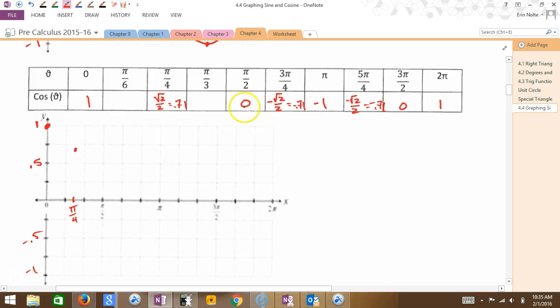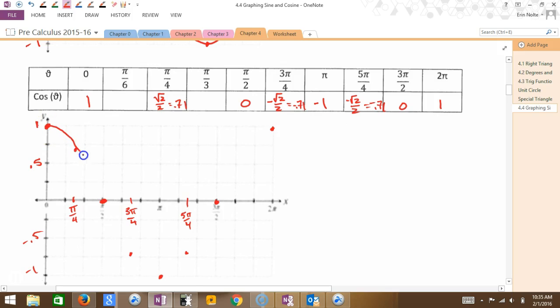Okay, at pi over 2, we go down to 0. Here's 3 pi over 4, that's halfway. We're at negative 0.71. Then at pi, we're at negative 1. 5 pi over 4 is negative 0.71. And then 3 pi over 2, we go back to 0. And back to 2 pi, we're back at 1.